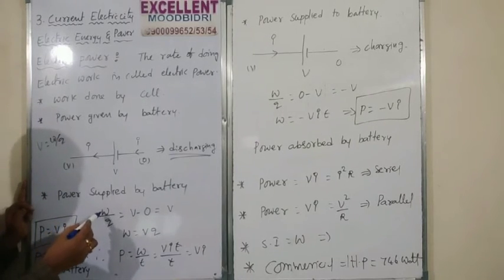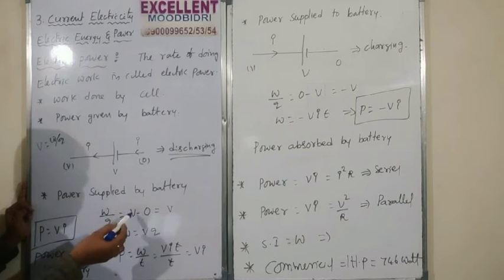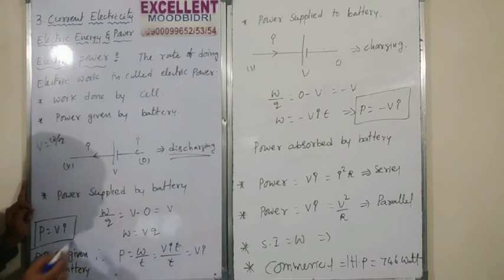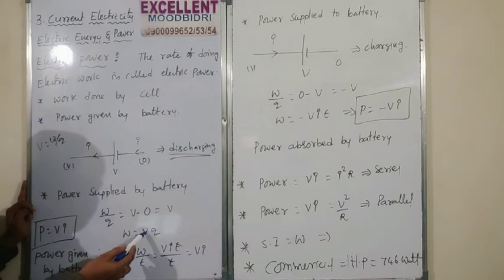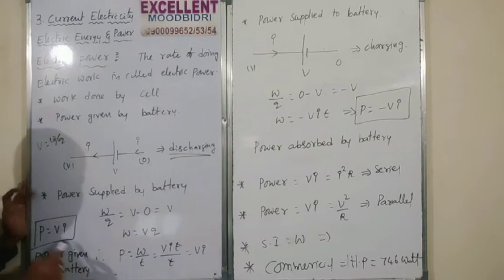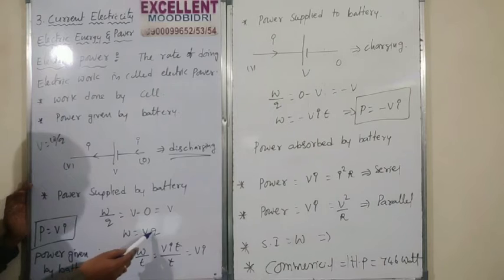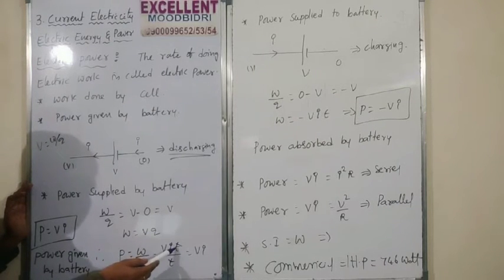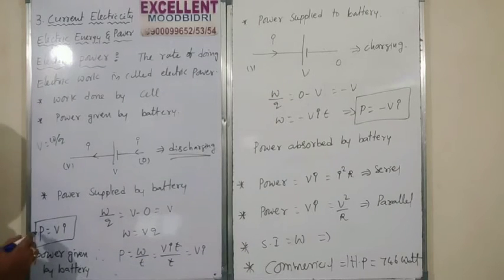So therefore W by Q is equal to V minus 0, which is equal to V. Correct? Therefore W is equal to V into Q. Now the power formula: power is equal to work done by time. Work is equal to VQ, and VQ is equal to VIT. VIT divided by T, T and T get cancelled. Therefore VI will come, so here P is equal to VI.